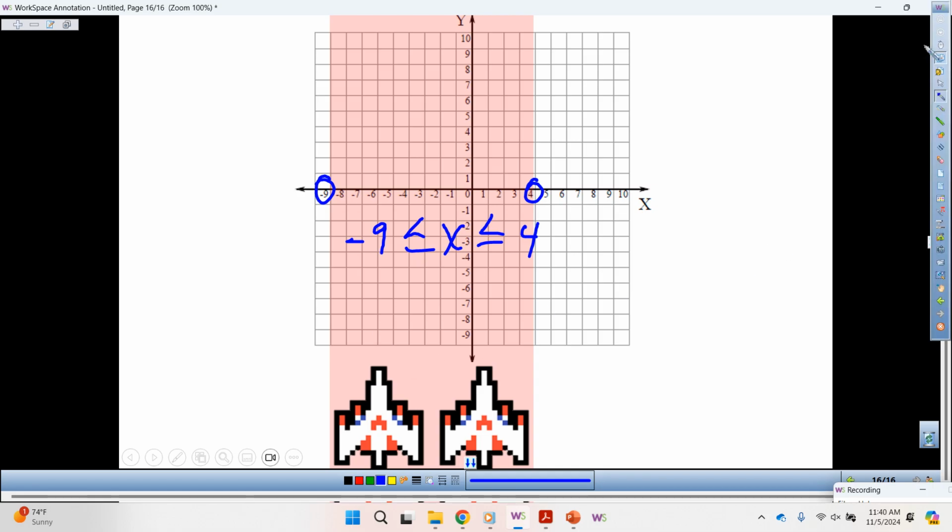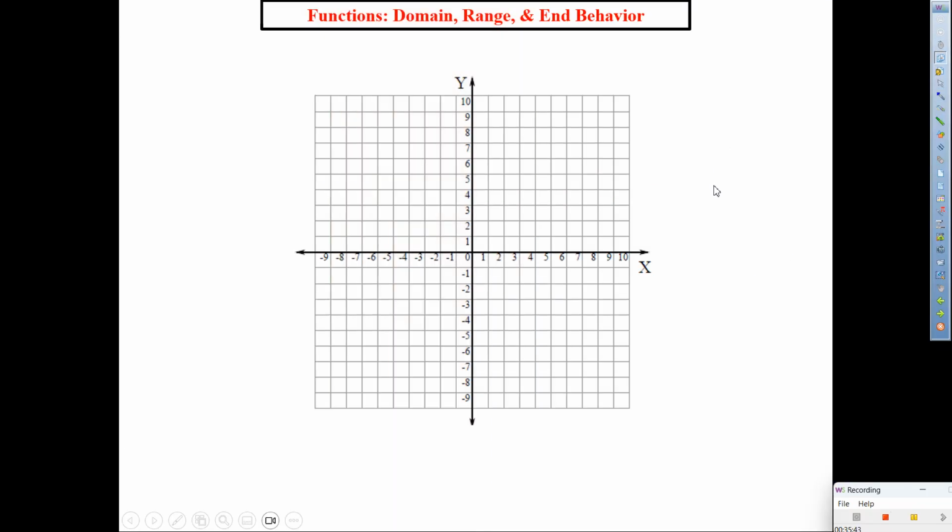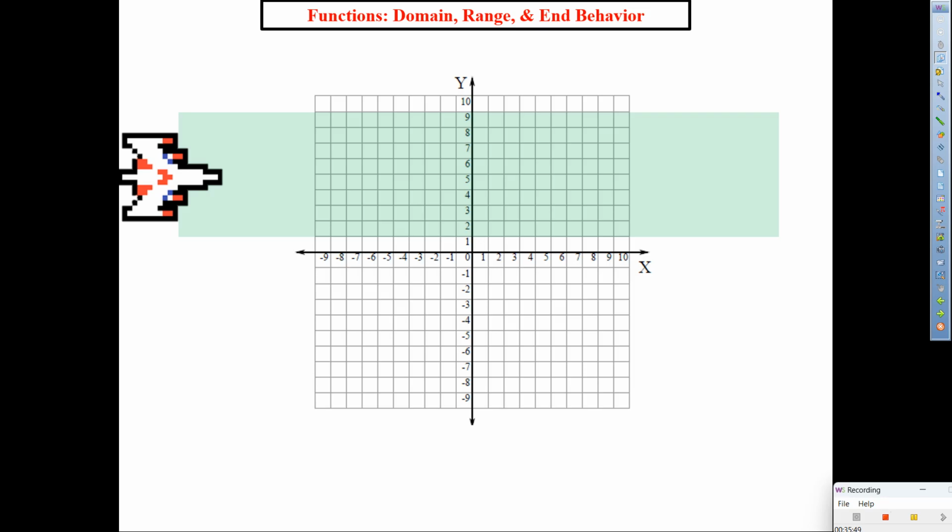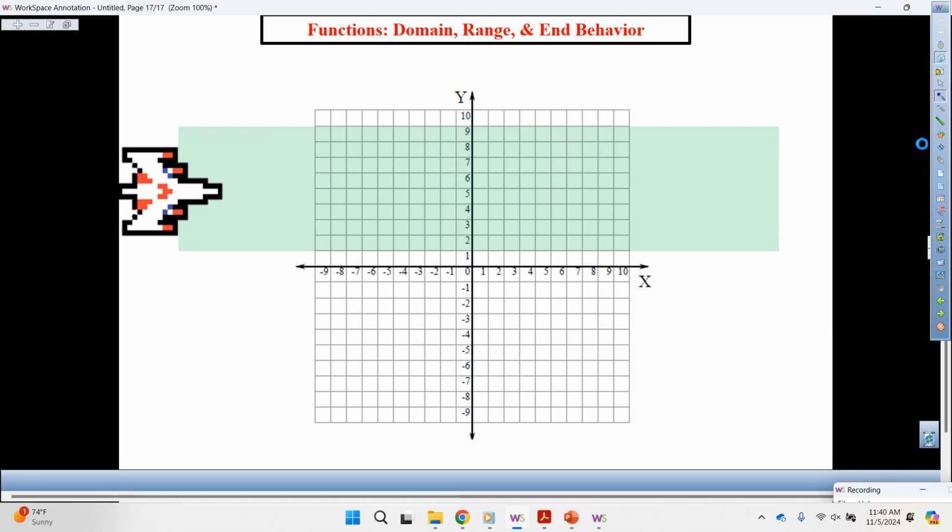Okay. Let's go now to sideways. We left off here. Look up. All right. Tell your neighbor from the bottom to the top, between what two y values is that? Franco, go. 1 and 9. 1 and 9. Hands if you agree with that.